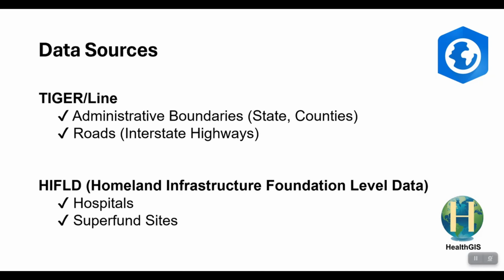So the dataset that we are going to use, first of all, we will get the administrative boundaries for the entire United States at the state level and also at the county level. The source of data for the administrative boundaries is TIGER/Line, and also we will get the road infrastructure, specifically interstate highways in South Carolina. We will also get shapefiles of hospitals and Superfund sites from HIFLD, or Homeland Infrastructure Foundation-Level Data. Both of these sources of data are freely available.